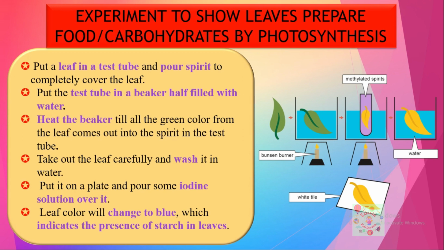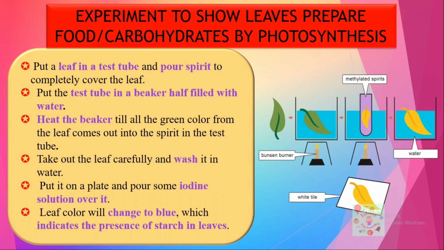For this, you will have to take the leaf and put it in a test tube and pour spirit to completely cover the leaf. Then you will have to put the test tube in a beaker half filled with water. Then you will have to heat the beaker till all the green color from the leaf comes out into the spirit in the test tube. Take out the leaf carefully and wash it in water.